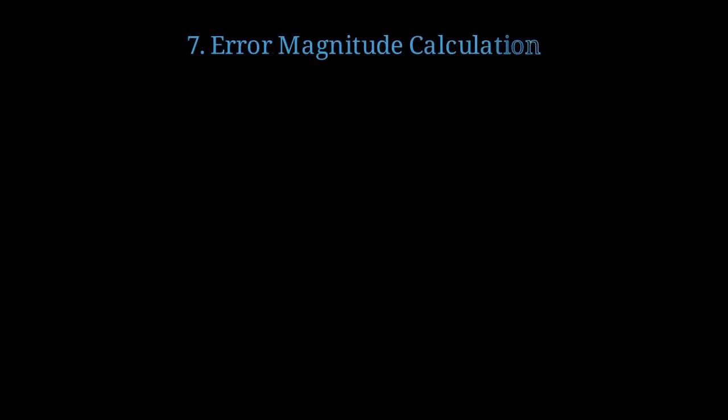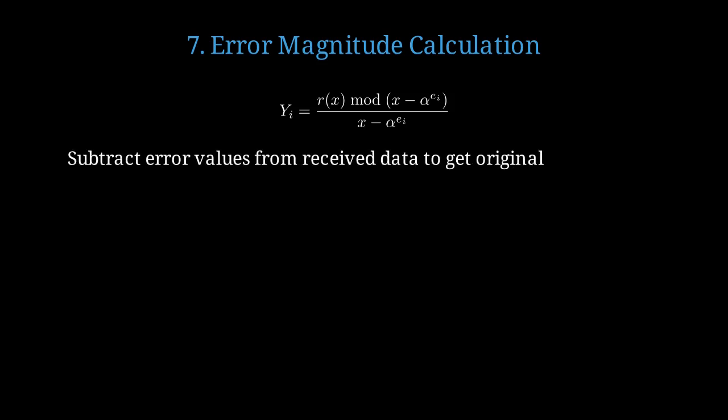Once we know where errors are, we calculate their magnitudes. The error magnitude yi is calculated using the received polynomial evaluated at the error location. Finally, subtract the calculated error values from the received data to recover the original message.